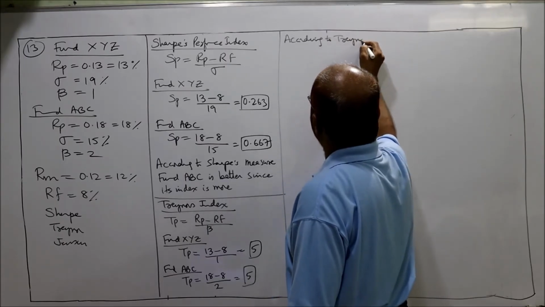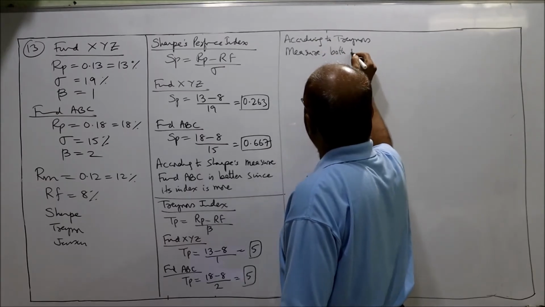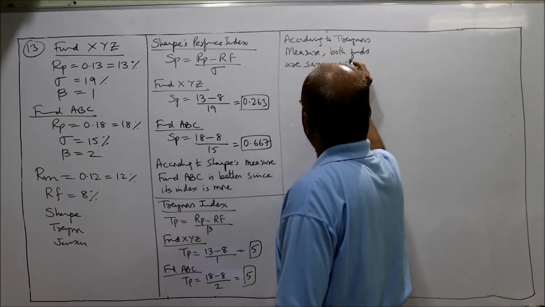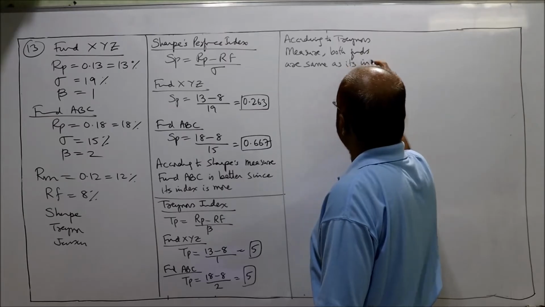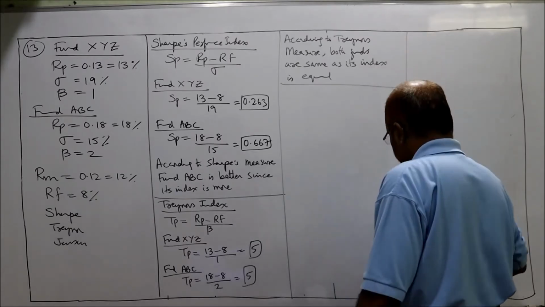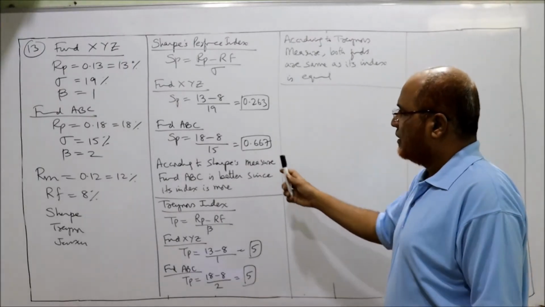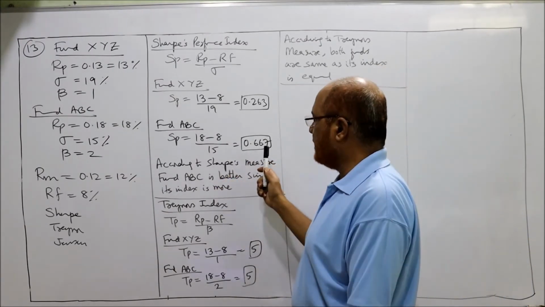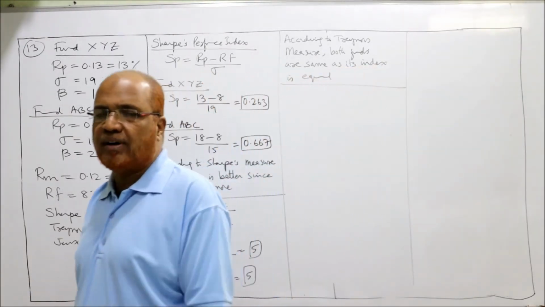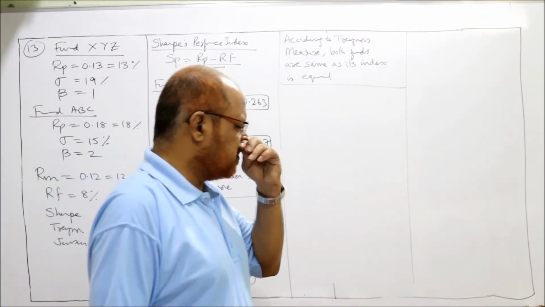According to Treynor's measure, both funds are the same, as the index is equal. Chaliye, two measures we have applied. According to Sharpe's measure, ABC fund is better because it has a higher index. According to Treynor's measure, both the funds are the same since the index is the same.